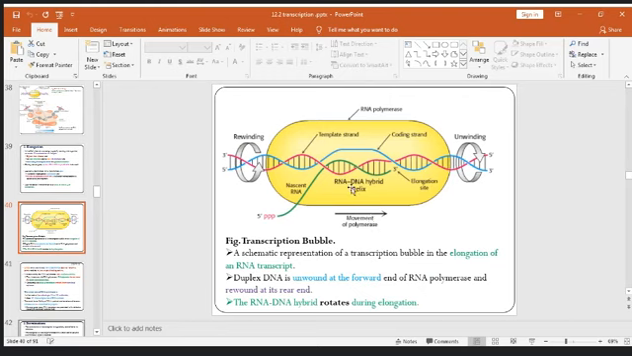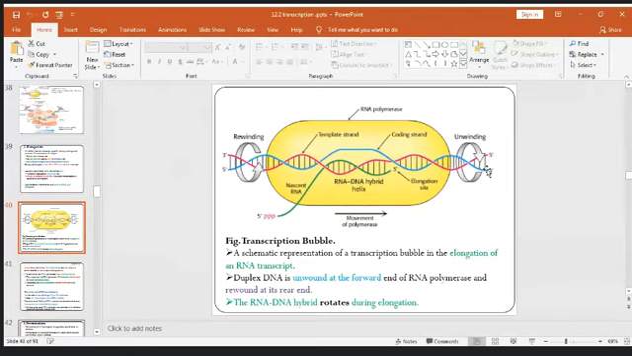Diagrammatically, the DNA-RNA hybrid or helix can be formed in here. And this is the RNA polymerase enzyme. After the removal of the sigma subunit, sigma subunit alone has the unwinding activity, we said, and the rewinding activity.